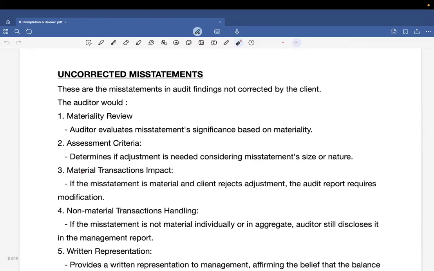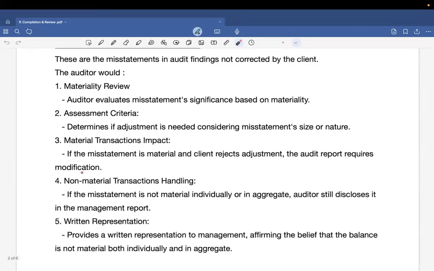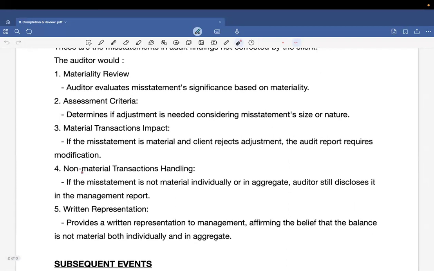Second one, we are going to assess the criteria, whether it is material by size, by nature, etc. Then we are going to determine the impact of that particular error on the transactions and other connected areas. For example, if the trade payables are going wrong, the expenses, the COS, everything goes wrong, right? So we have to consider that as well.